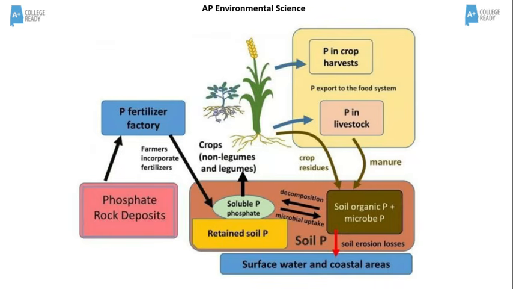Here is another diagram showing the phosphorus cycle. Follow through this one and compare to the previous diagram. Again, notice there is no atmospheric component.